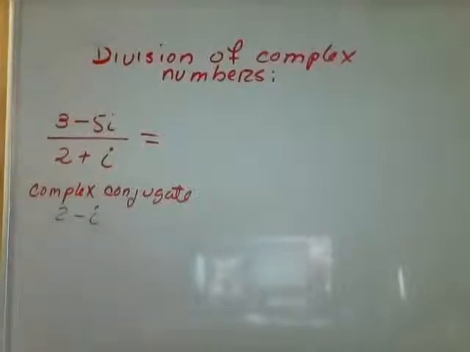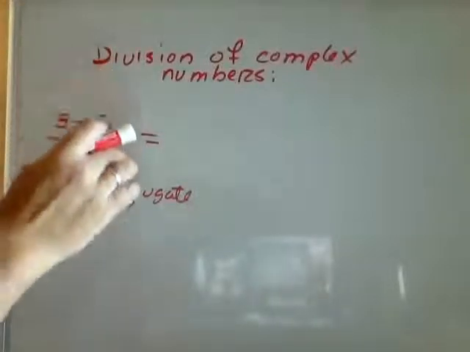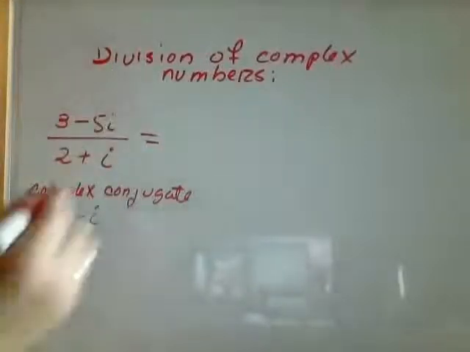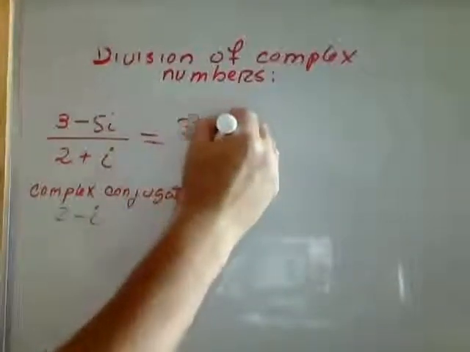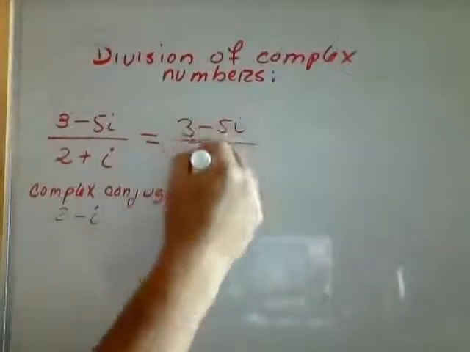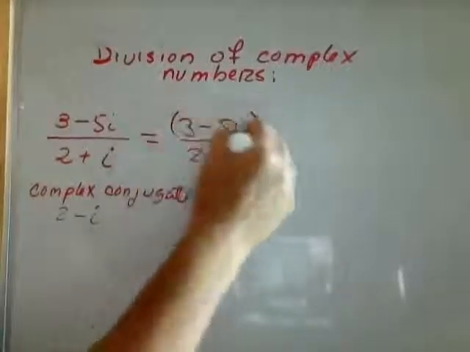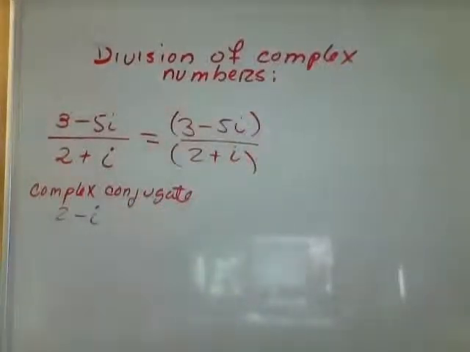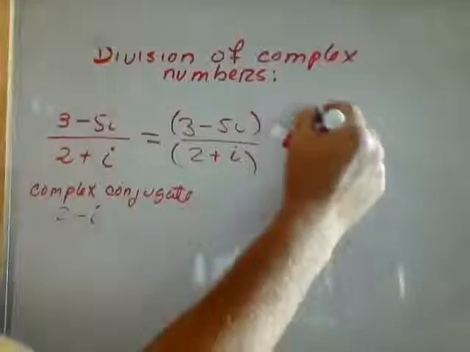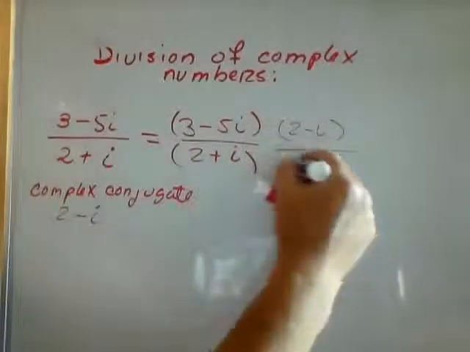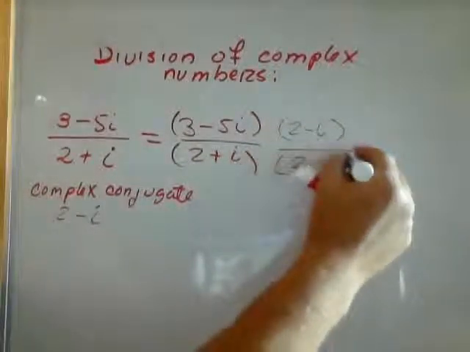Then we multiply now the numerator and denominator by this 2 minus i. We have (3 minus 5i) over (2 plus i) times (2 minus i) over (2 minus i).